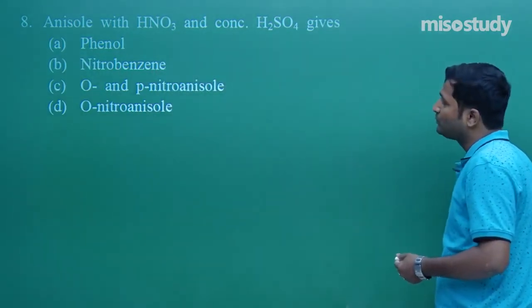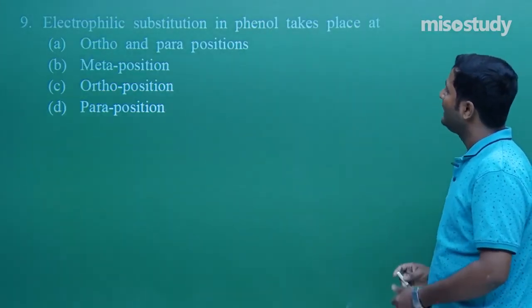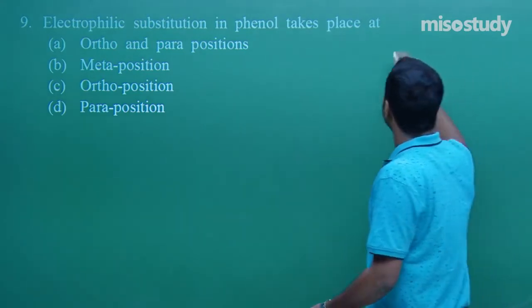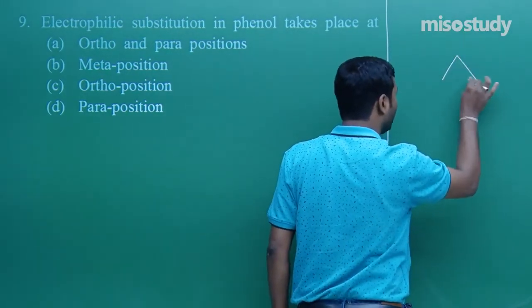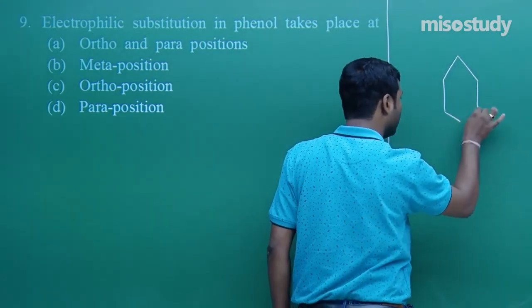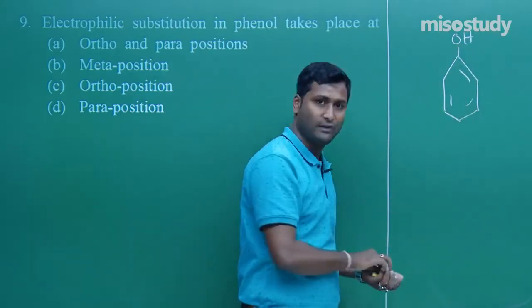Now let's move to the next question, question number 9. Electrophilic substitution in phenol takes place at which position? As we know, what is the resonating structure of phenol? It's very simple. Draw this one, OH, phenol.